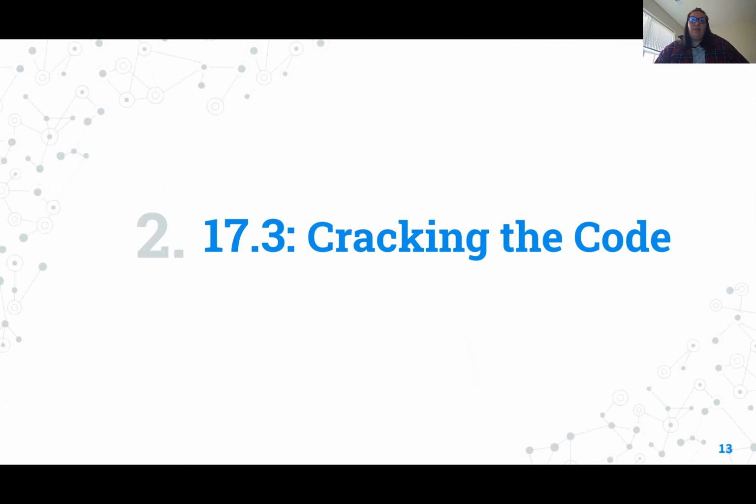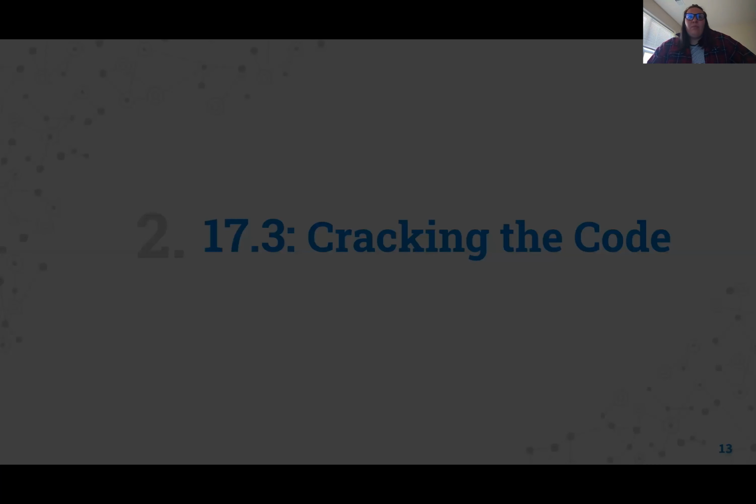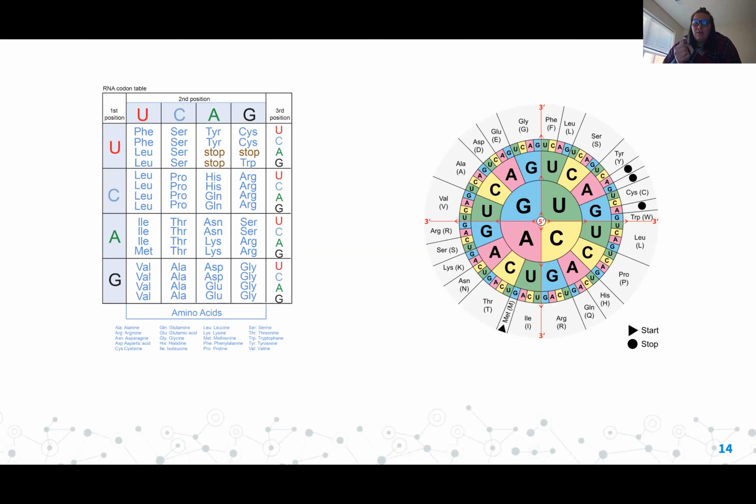17.3, cracking the code. So what code are we even talking about? Cracking the code really talks about the genetic code. And just a reminder that the genetic code is the set of rules used by living cells to translate information encoded with genetic material into proteins. Most of us know this genetic code, this amino acid sequence chart right here.